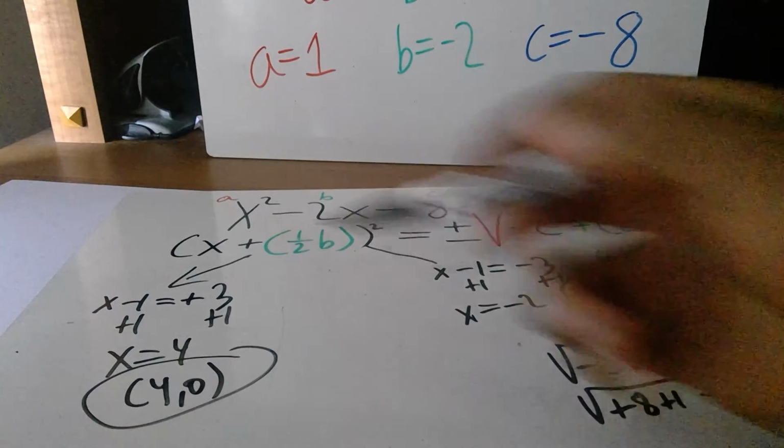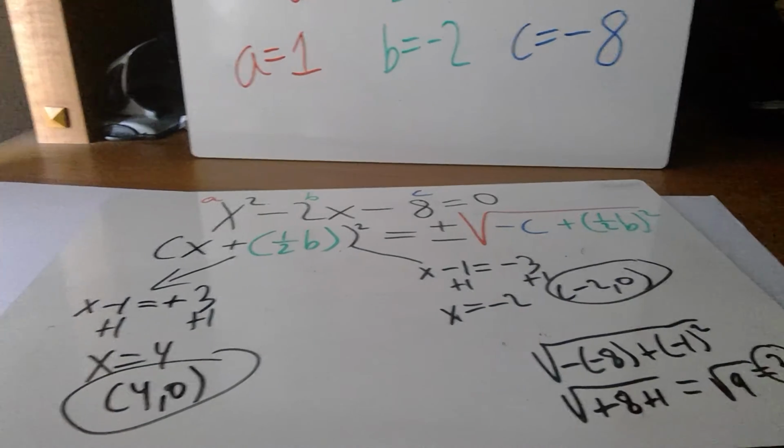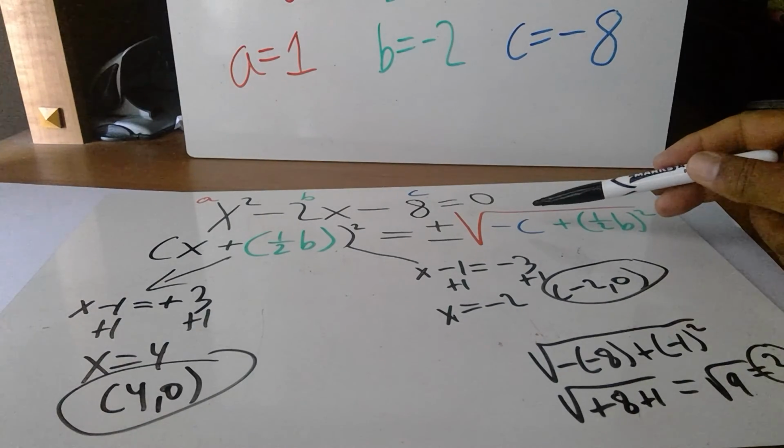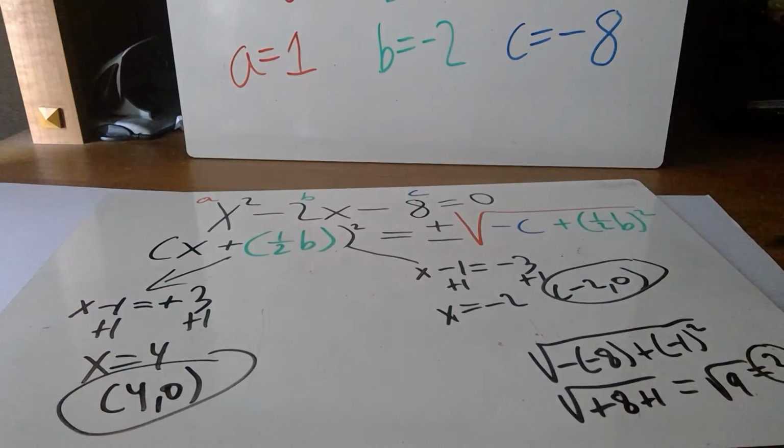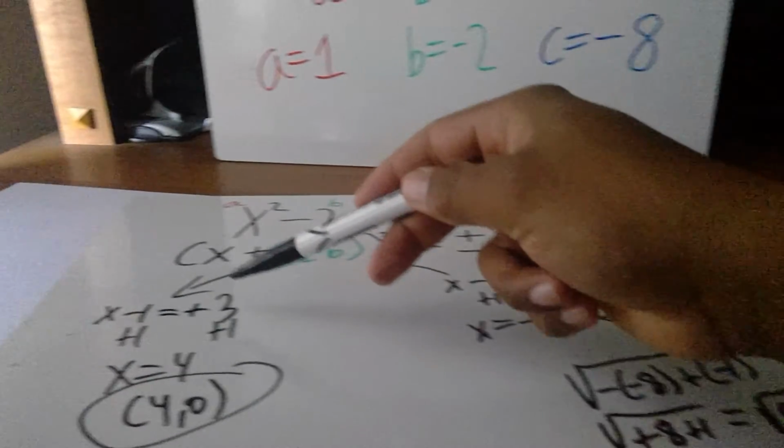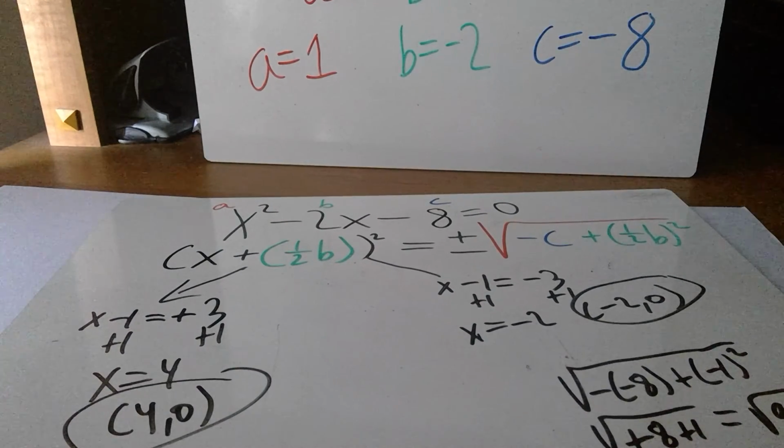Half of B gave us the two equations, x minus 1. And this is our other part, -C plus half of B squared. Well, that turned to 9, and the square root of 9 is 3. So we had to use +3 and -3. And we have our two roots.